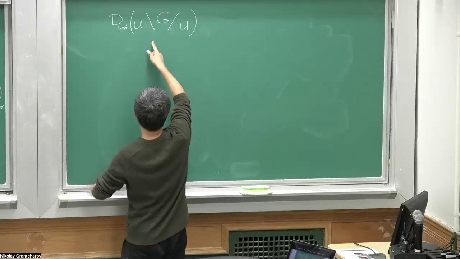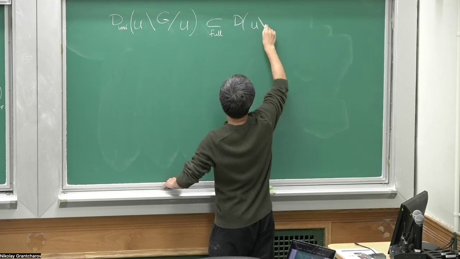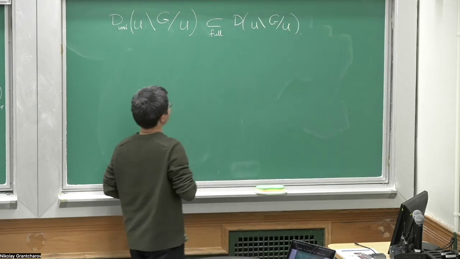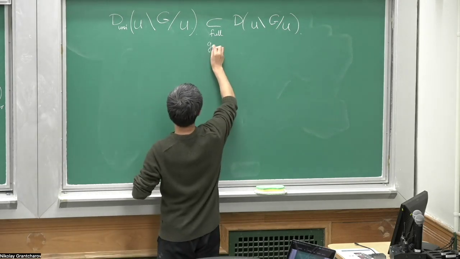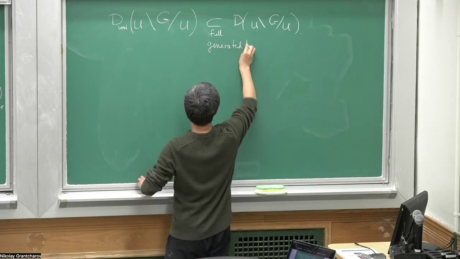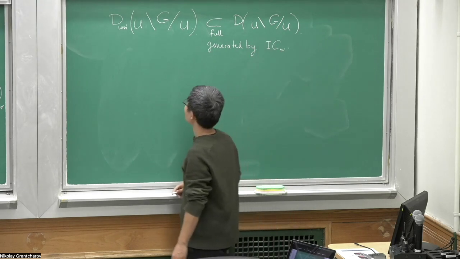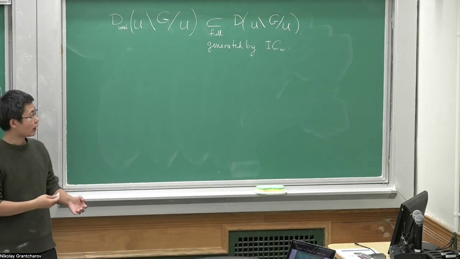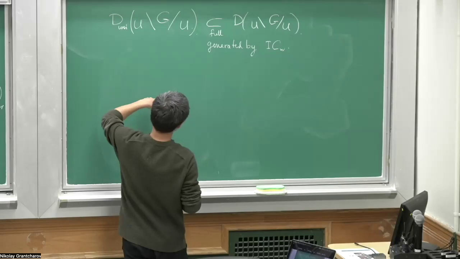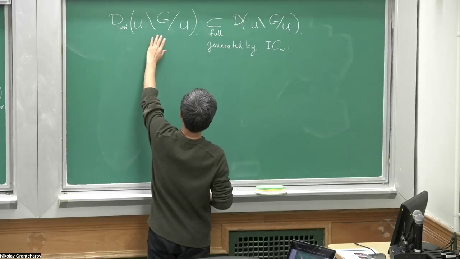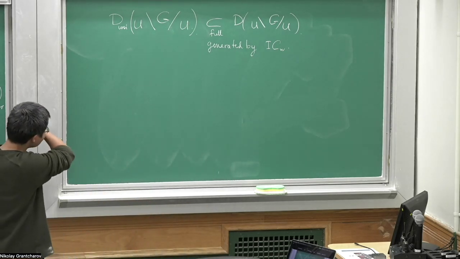So this is a full subcategory. Sheaves on U\G/U, with this full subcategory generated by, let's say, IC sheaves in the older version. But now I'm allowing various extensions between these IC sheaves or standard sheaves that can have monodromy both along the left and along the right.